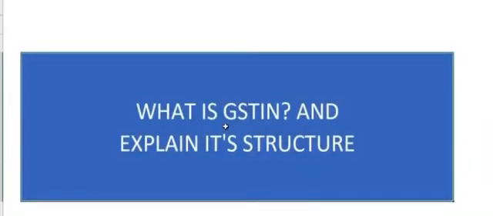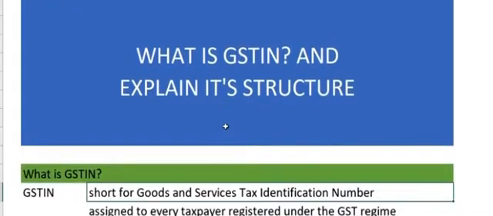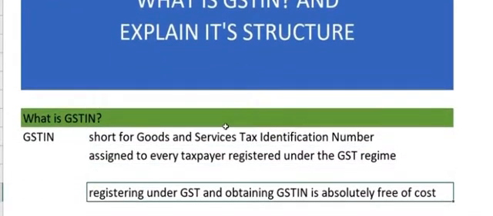In this video, we are going to discuss what is GSTIN and what is its structure. So first, we will discuss what is GSTIN. GSTIN is a short form for Goods and Service Tax Identification Number. Any person registered under GST will be assigned a unique identification number. That identification number is called GSTIN.